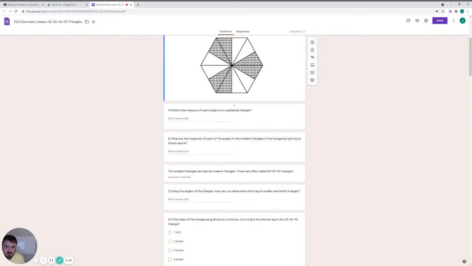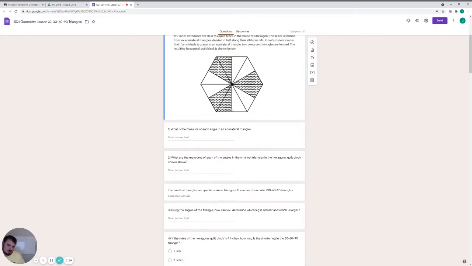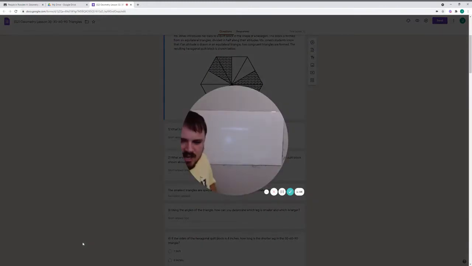So what is the measure of each angle in an equilateral triangle? The way you'd get there, you think to yourself, all the angles in a triangle add up to 180. So if they're all equal, what number times 3 would equal 180 is what you're thinking of. So you'd get 60, right? 60, 60, and 60 adds up to 180. So every angle, let's just focus on the top one right here. Every angle is then going to be 60. So this is the process to understanding where a 30, 60, 90 triangle comes from.